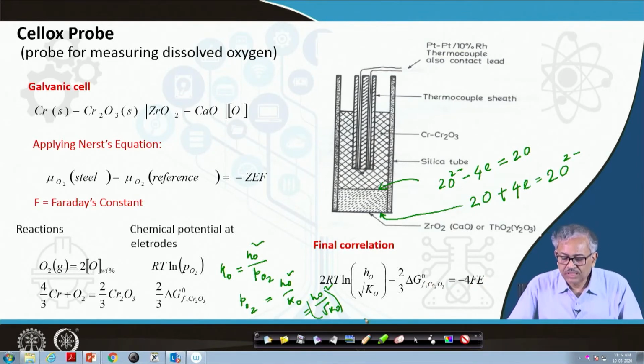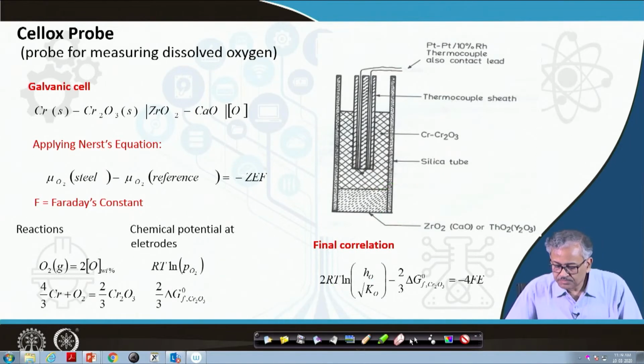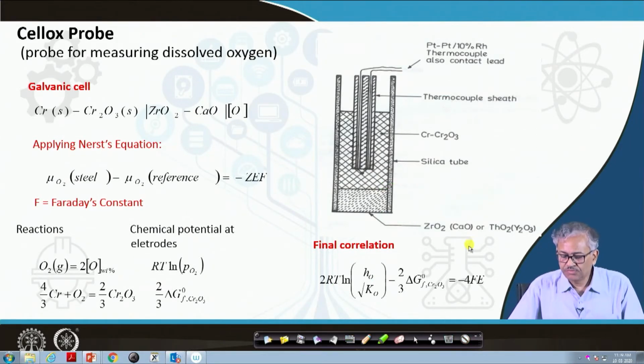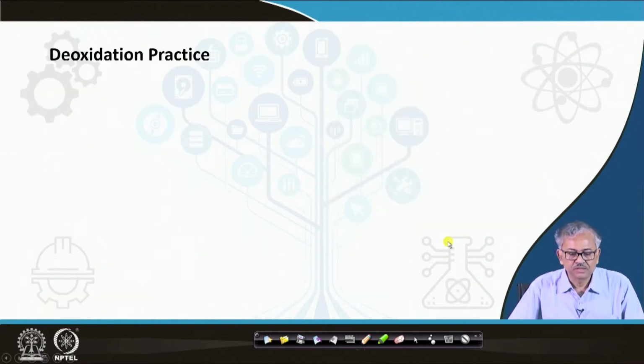So EMF and K are also known to us. If I know the EMF of the cell, we can simply calculate hO, that is the activity with respect to the 100% standard state. And if you assume Henry's law is valid up to the 100% standard state, hO becomes weight percent O. So you can directly get the weight percent of oxygen in the liquid bath by using this formula. Okay.